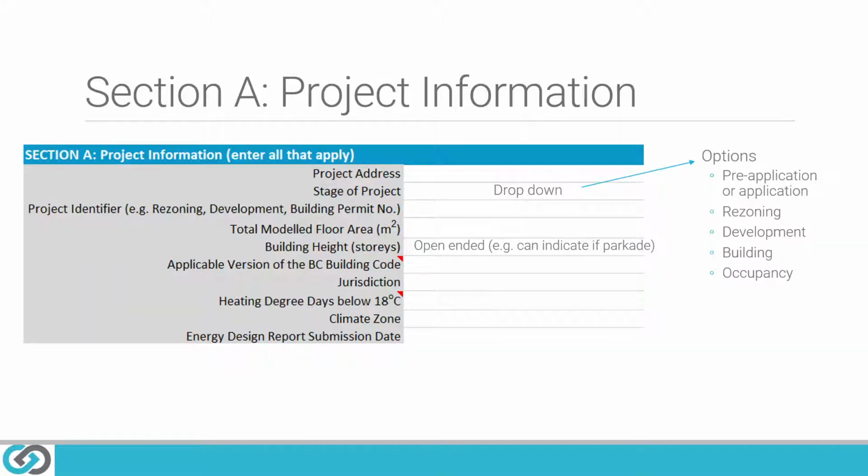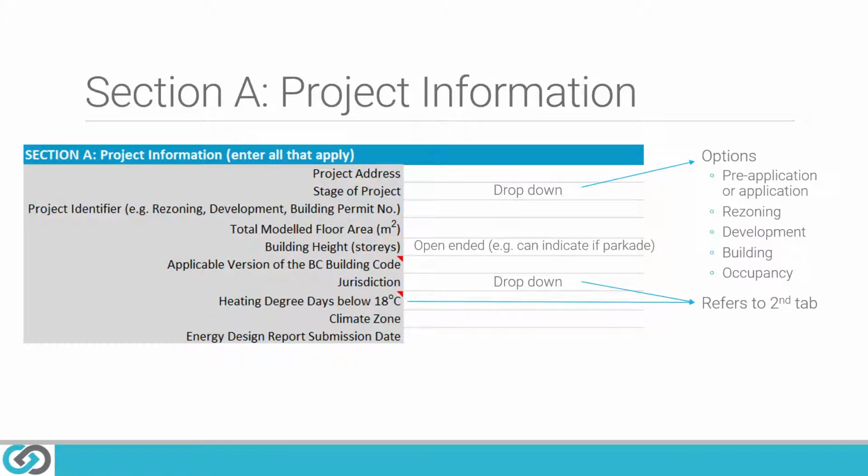Next, you indicate what is the jurisdiction you're working in. And this is, again, a drop-down menu, and it actually refers to the list on the second tab. And then you enter the heating degree days for your location, also referring to the second tab, although it doesn't auto-populate because some locations do actually have multiple heating degree day options just because the jurisdiction itself is quite large.